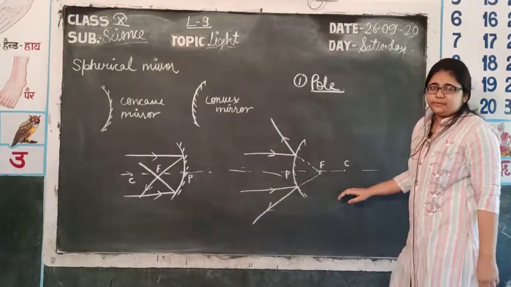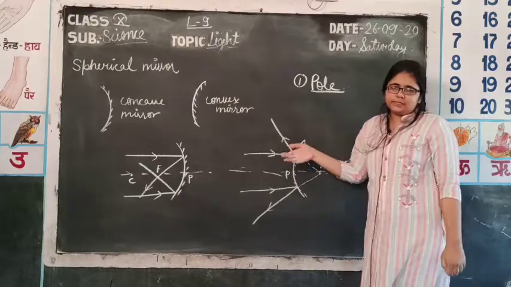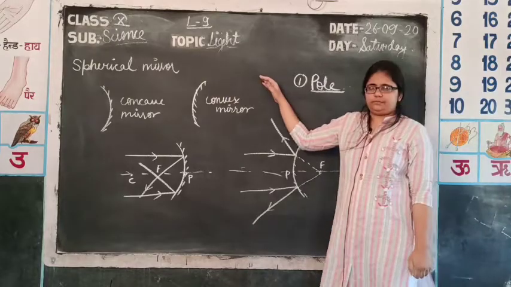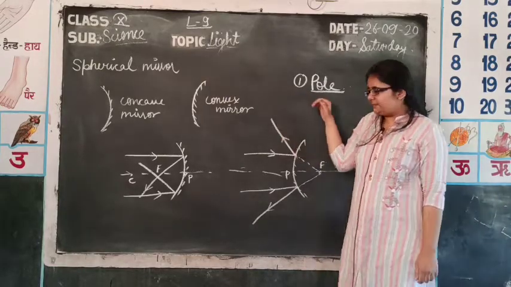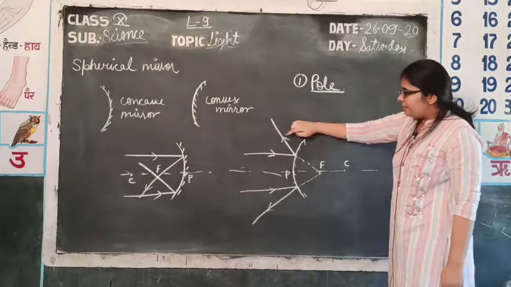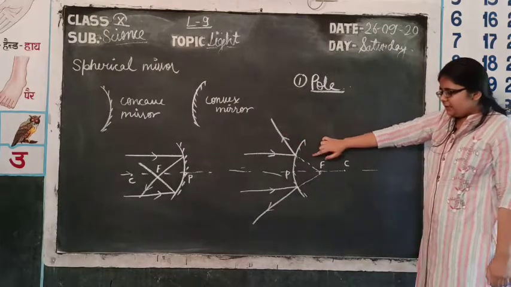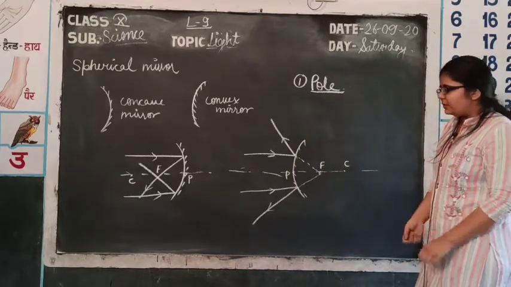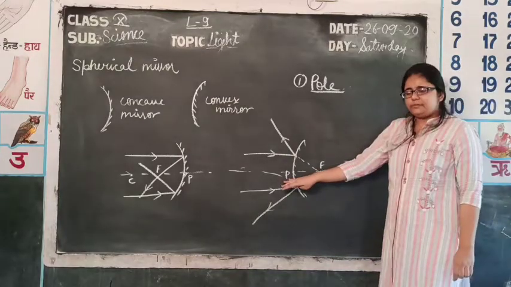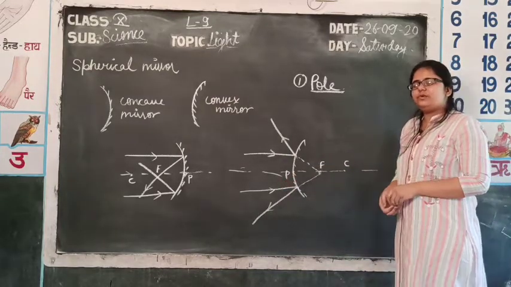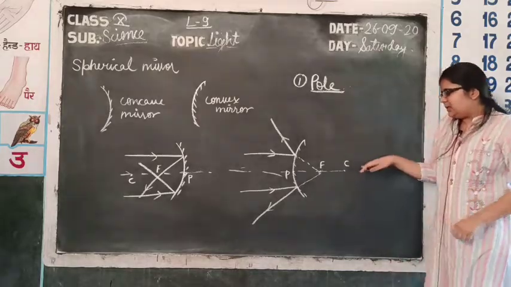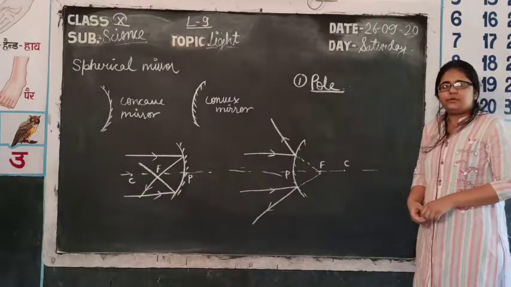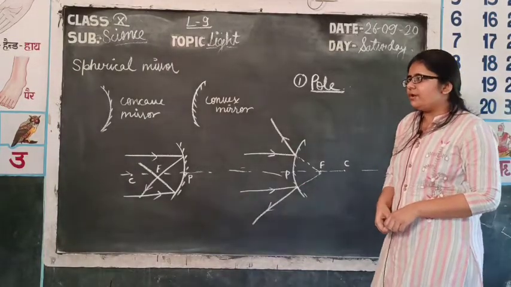Now, in the convex mirror, parallel light strikes the outer reflecting surface of the mirror, then it changes its direction and diverges. At that time, when we extrapolate the reflected rays, then on the inner side of the mirror, a virtual point is present which is known as the focus of the convex mirror, and the length between pole and focus is known as the focal length of the convex mirror. Then the distance between the pole and center of curvature in the convex mirror is also known as the radius of curvature of the convex mirror.